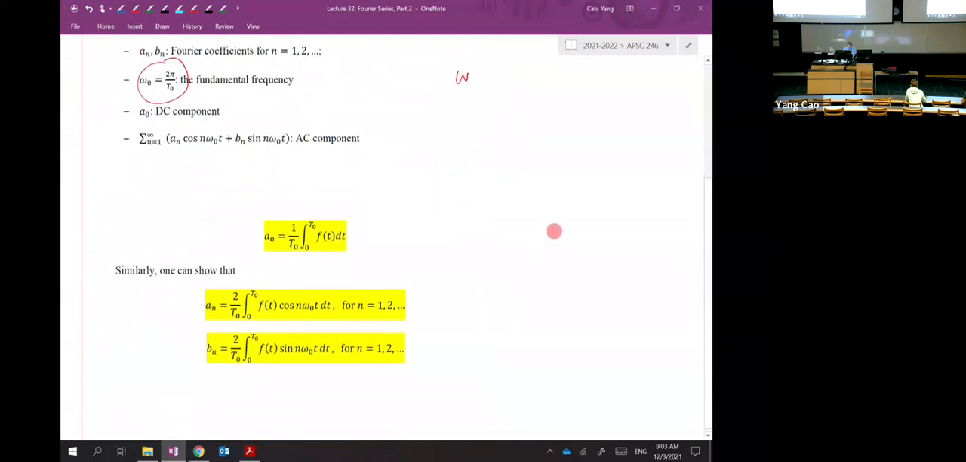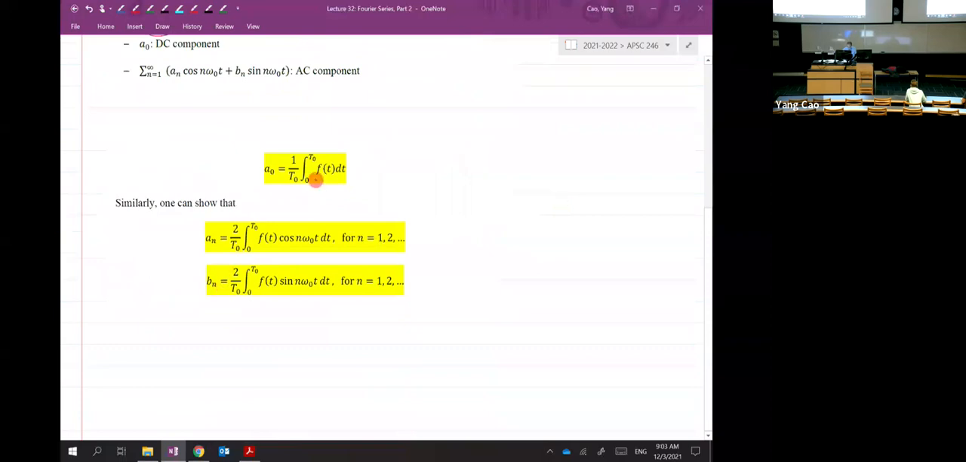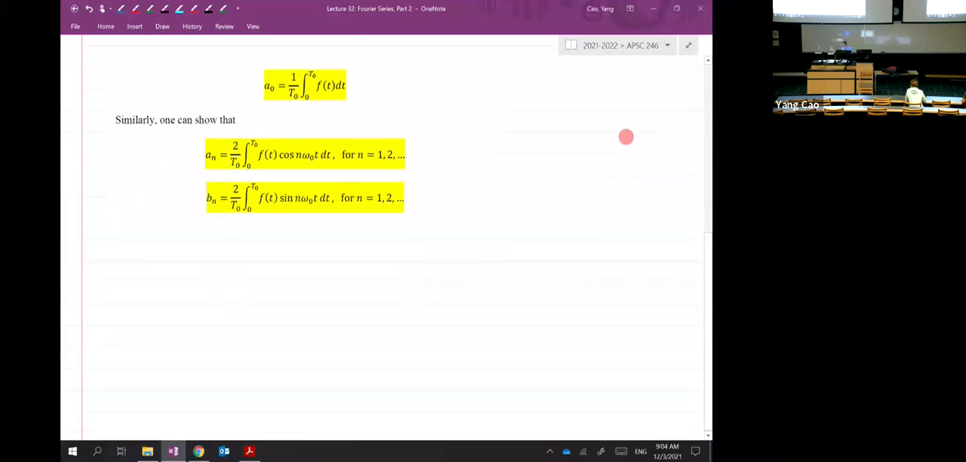The formulas for calculating A naught, A n and B n are listed over here. They are not really difficult. They are basically simple integrations. f of t is your original periodic function, and you're integrating just within one period, 0 to T naught. Technically there's no difference from any integrals that you conducted in your first year.